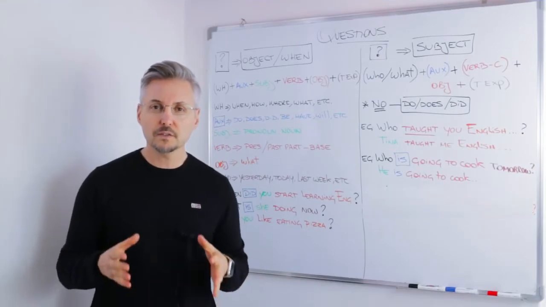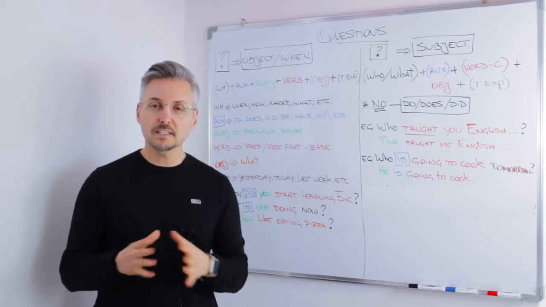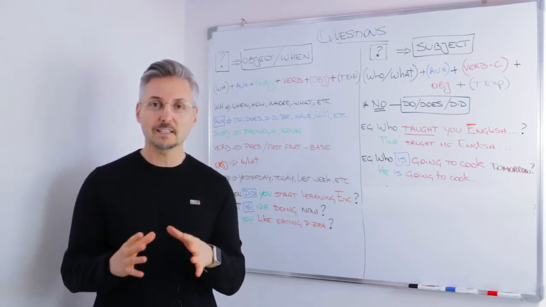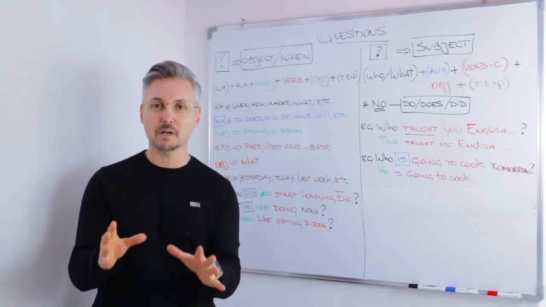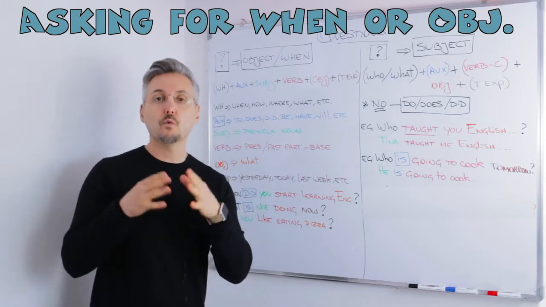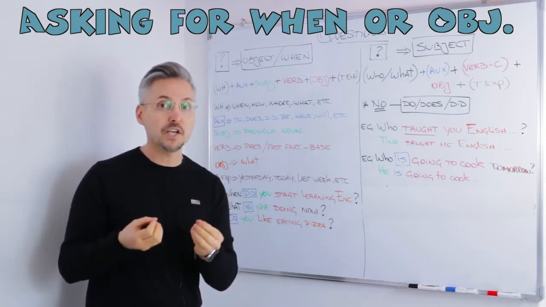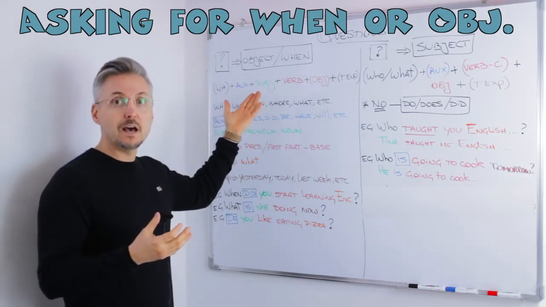I've noticed that a lot of students have problems making questions in English. This lesson I want to dedicate to making questions and make it as easy as possible for you. So, when we ask for when or the object of a sentence, we use this kind of formula.